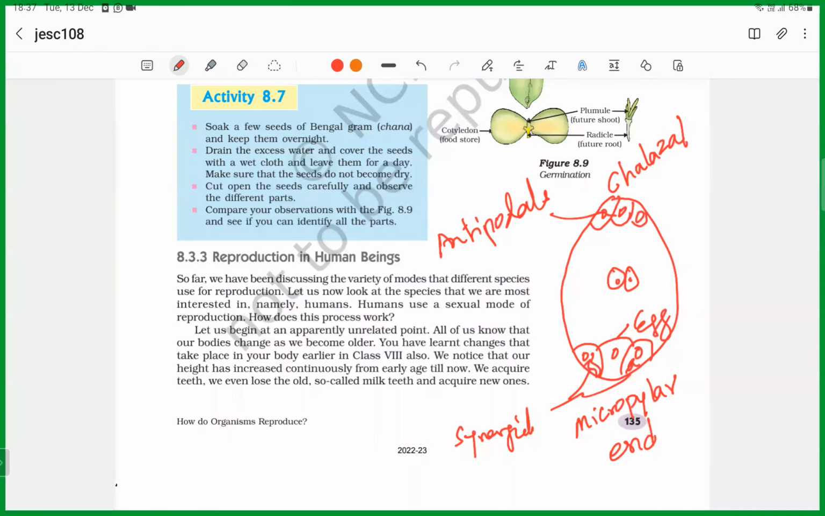So this stage is called what? You remember? 7-celled and 8-nucleated. Very good. So this is how the ovule, the embryo sac, looks after its proper structural development. And in this stage only fertilization occurs.